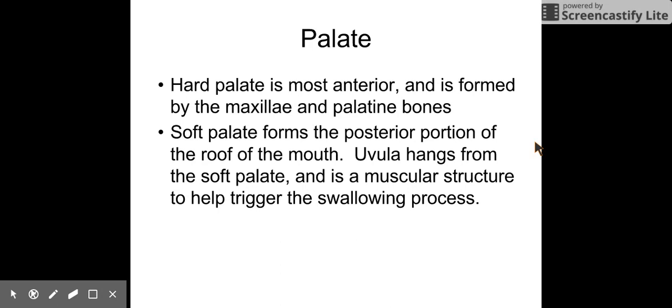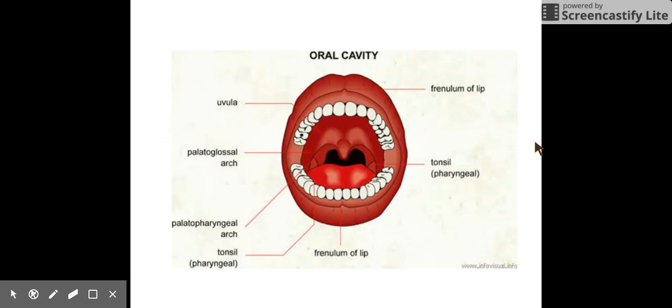This is a muscular structure which also helps trigger the swallowing process, which I will cover at the end of this lecture. I will talk about how swallowing happens.